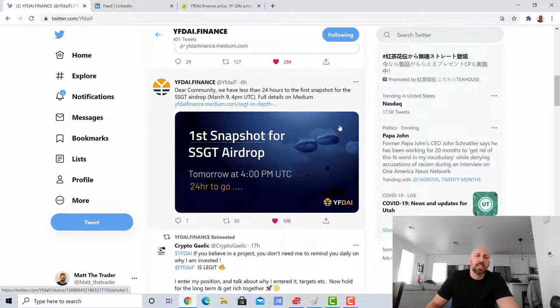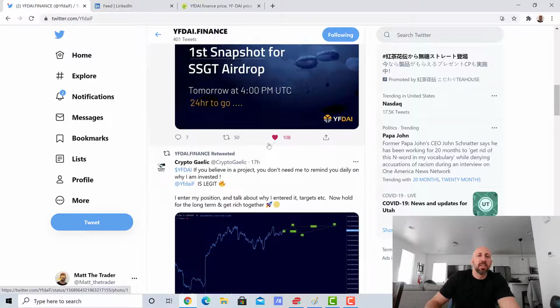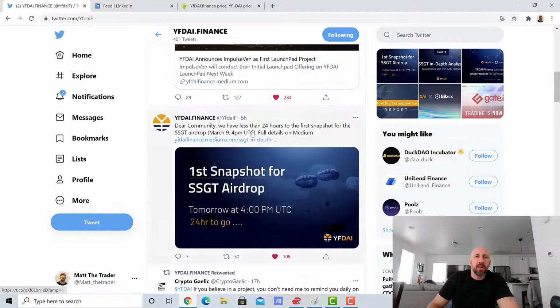And what they'll do is they'll take a snapshot of every wallet that holds, I think, at least 2 Yfdai. Maybe it's not even that. But they have all the details on their Twitter page. They have like a 4-part thread, you can scroll through there. And they airdrop, so free tokens.